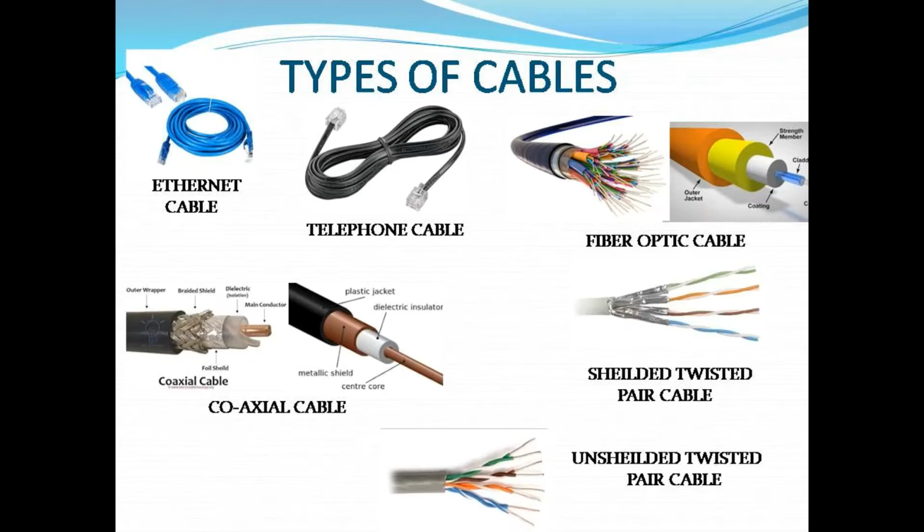This is a coaxial cable. Then twisted pair cable, which has two types. One is shielded twisted pair, another one is unshielded twisted pair. You can see the two wires are twisted, and this is a shielded one, and this is an unshielded twisted pair. So these are the cables we use for networking.